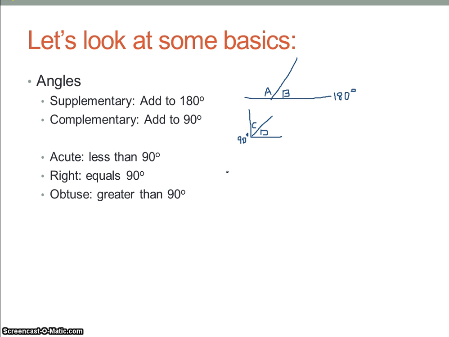And we have three different types of angles. We have acute, right, and obtuse. Acute angles are less than 90 degrees. So that would be an acute angle. A right angle equals 90 degrees. That's where we have our little square in the angle to denote a right angle. And an obtuse angle is greater than 90 degrees. So it's going to be kind of like that fat angle.